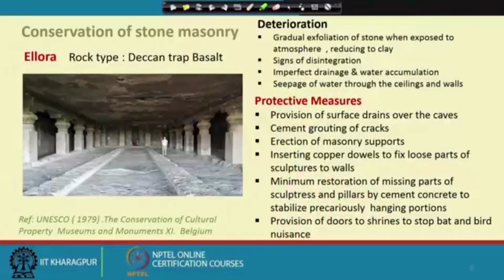There is a restriction on the number of visitors, and a restriction on taking photographs and using flashlights. So, some precautionary management measures are there. Recently the Japanese government has also funded a lot of afforestation around these caves to control the environment, temperature and humidity, on a large scale. So, these are some of the protective measures which have been happening in Ellora.